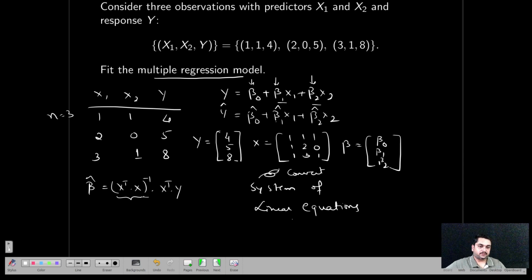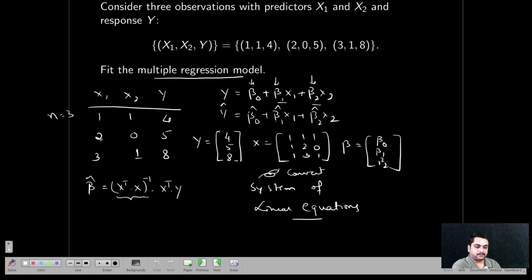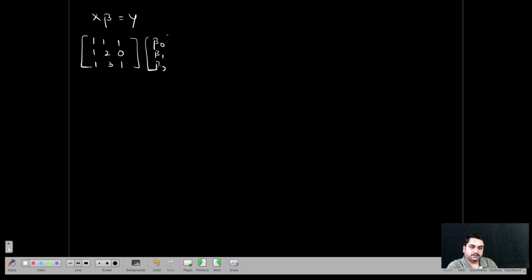System of linear equations. Okay, how will you write? So what was the matrix? So we'll write X beta is equal to y. Let me write it like this. What is my X? X is [1, 1, 1; 1, 2, 0; 1, 3, 1]. Then beta vector is beta naught, beta 1, beta 2. This is equal to y vector, which is 4, 5, 8.